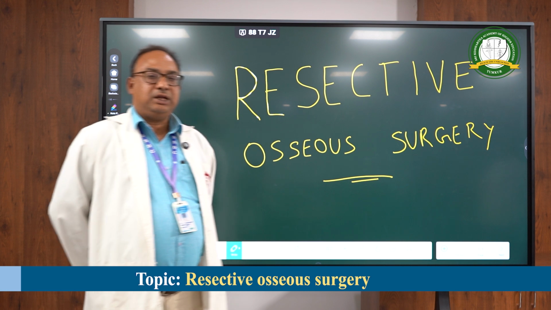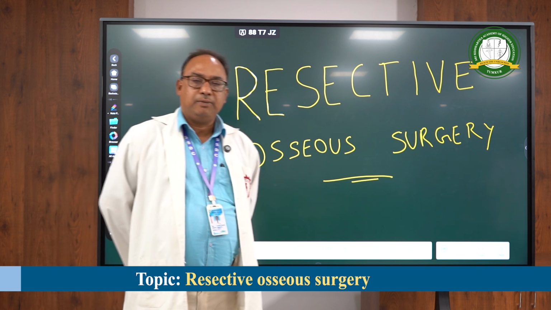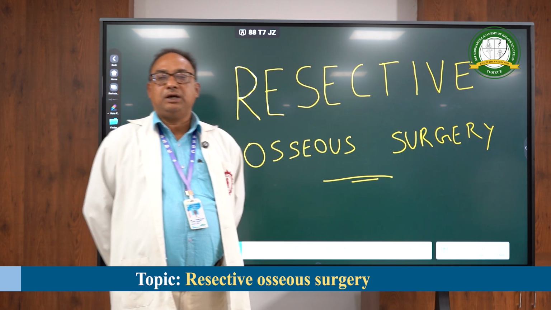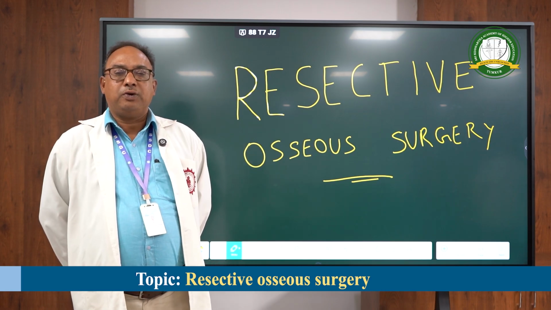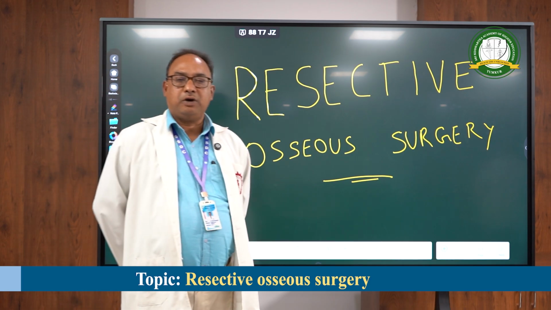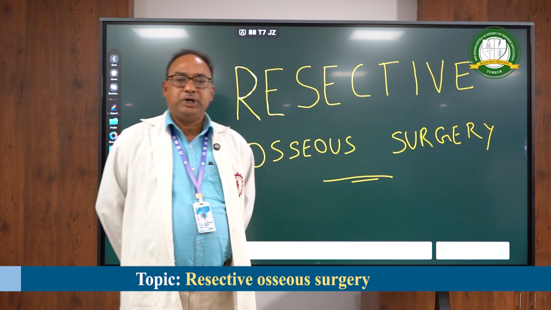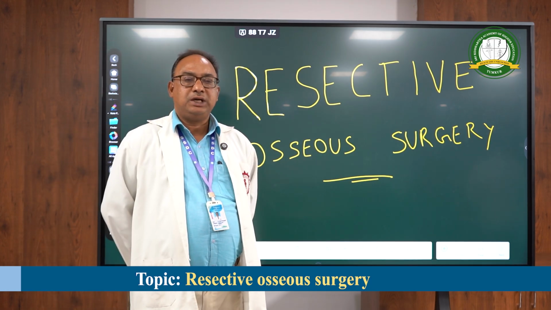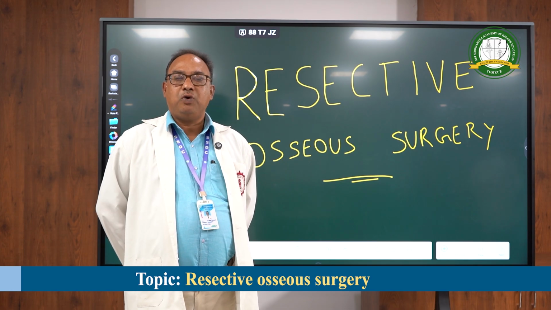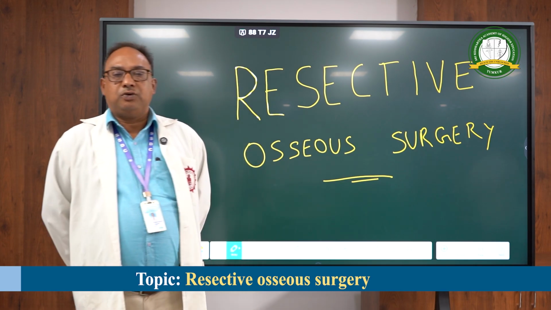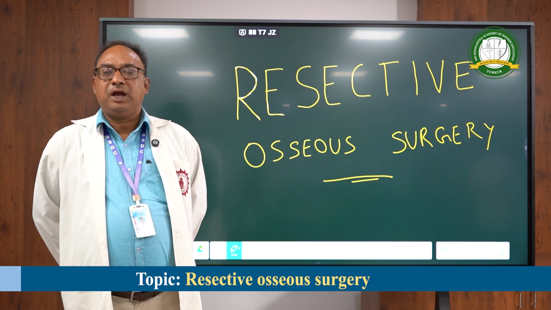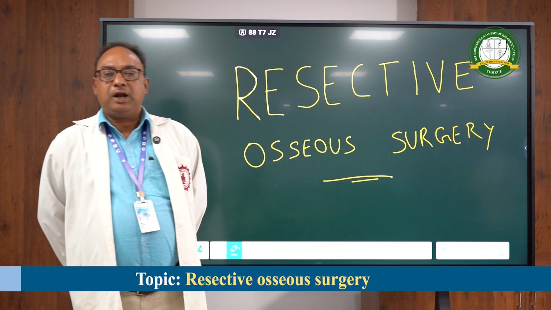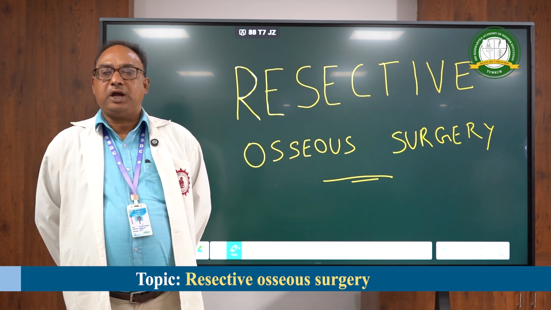Resective osseous surgery is basically of two types: osteoplasty and osteectomy. Osteoplasty is like gingivoplasty, where the bone is removed to achieve a more physiological contour. In this procedure, we do not remove any supporting alveolar bone, whereas osteectomy is a procedure where the supporting alveolar bone is removed to achieve the goal.